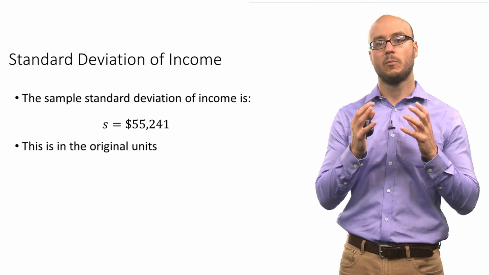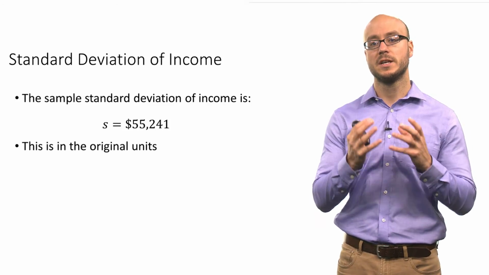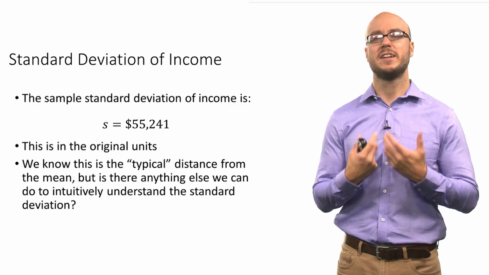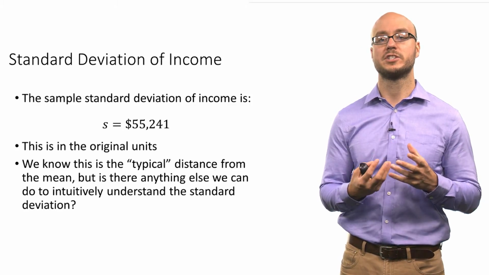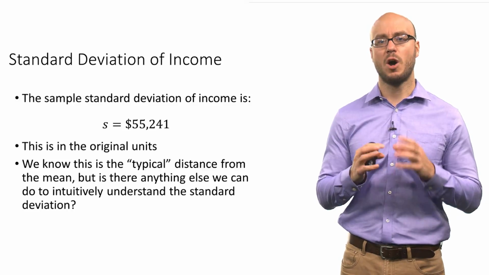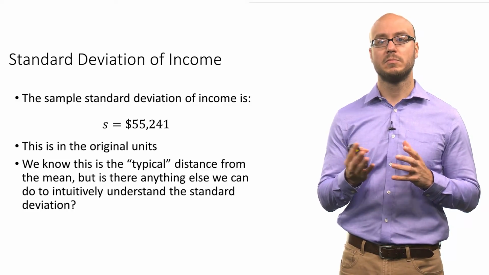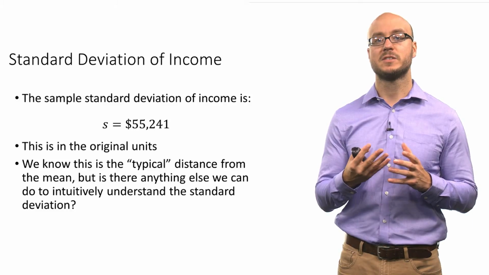And when we talked about what the standard deviation and variance mean conceptually, the standard deviation gives you an idea of the typical distance of our observations from the sample mean. So on average, you might say that people in the United States differ in terms of income by about $55,000. But how can we interpret this? Certainly it's more interpretable than the variance because the units are in US dollars rather than US dollars squared. But is there anything else we can do to really get an intuitive understanding of what the standard deviation of income means and what the standard deviation means in general?